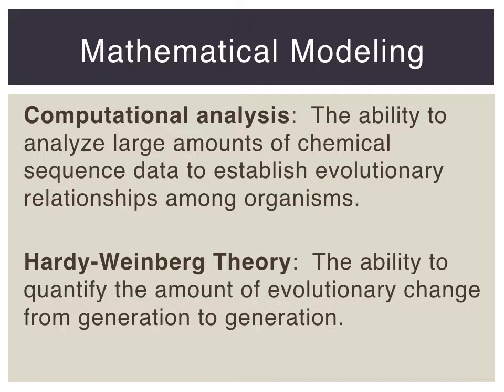The last thing I mentioned at the beginning is that the evidence for evolution also includes some mathematical processes. There has been computational analysis done to look at large amounts of chemical sequence data in order to establish those large phylogenies, and also the Hardy-Weinberg theory, which is something that we will learn separately in class. The real point of the Hardy-Weinberg theory is to quantify the amount of evolutionary change that exists from generation to generation. And that ends part 5.